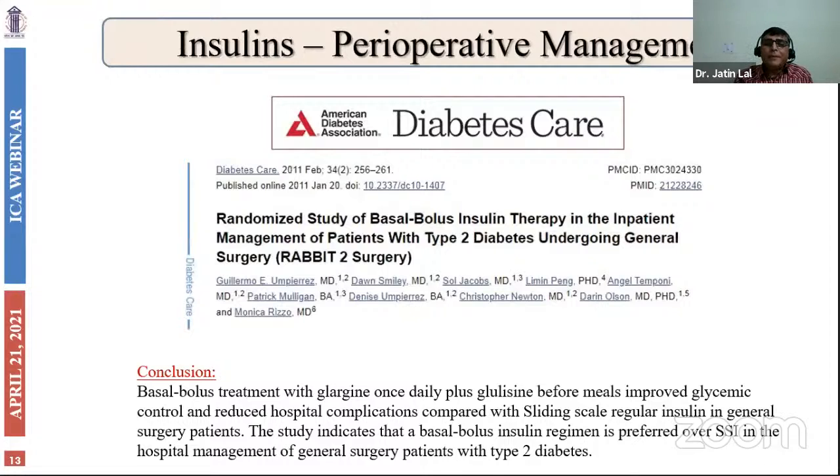So what do we do in the preoperative management of insulins? We have a randomized study of the basal bolus insulin therapy in management of patients with type 2 diabetes undergoing general surgery, published in Diabetes Care in 2011, and they concluded that basal bolus treatment with glargine once daily plus glulisine before meals improved the glycemic control and reduced hospital complications compared with the sliding scale regular insulin in general surgery patients. The study indicates that basal bolus insulin regime is preferred over sliding scale insulin in the hospital management of general surgery patients with type 2 diabetes mellitus.